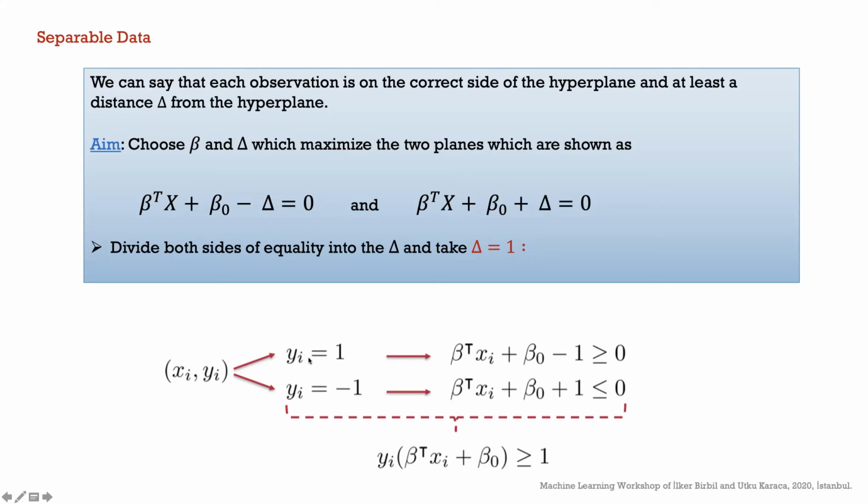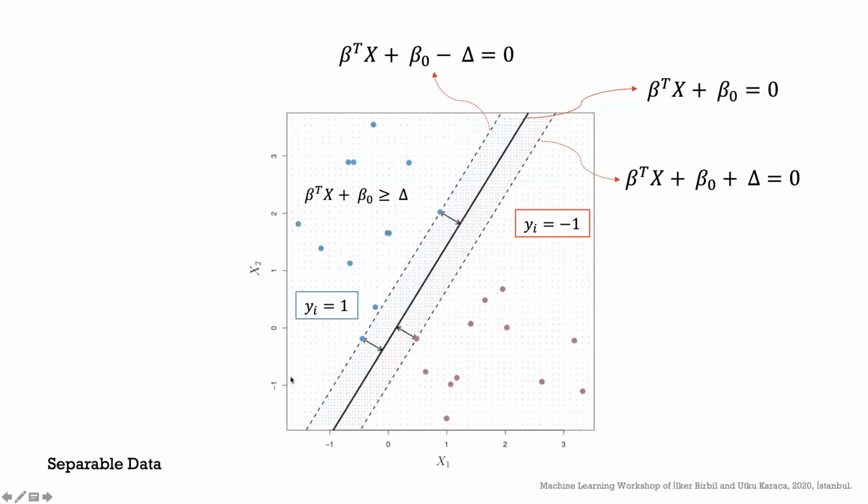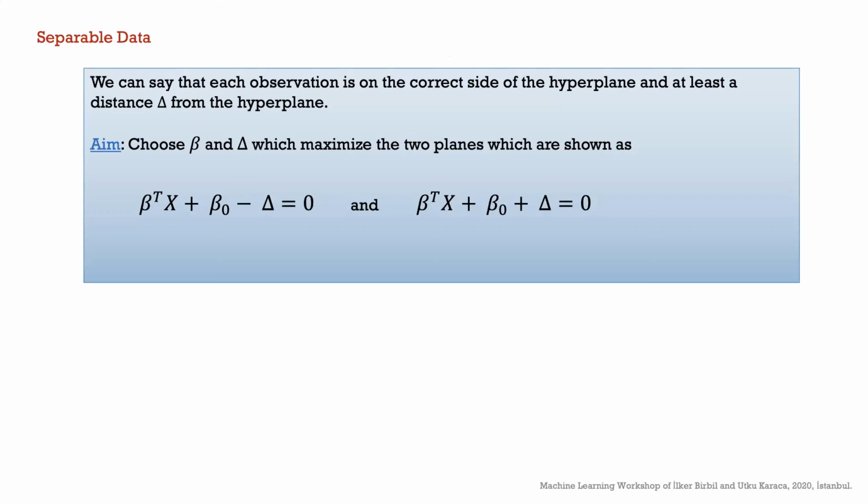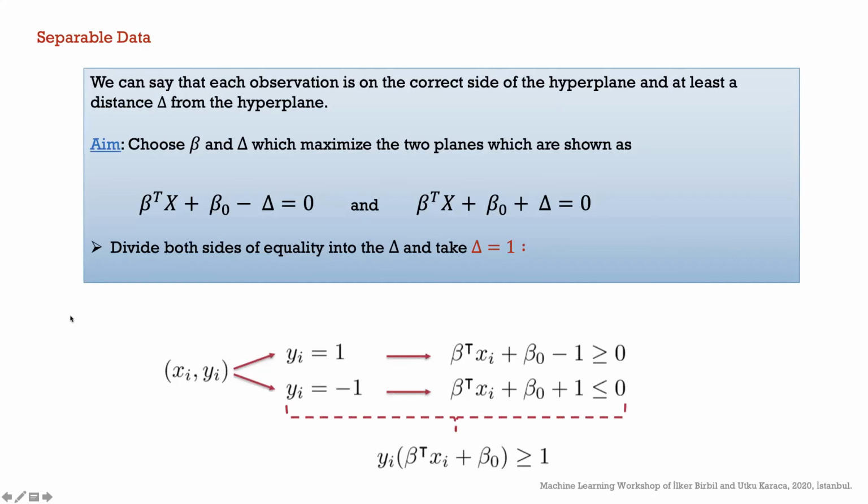Please remember this. Let's say if my equation is greater than delta, I'm in the space of yi equals 1, okay? By remembering this part, we can write it like here. I have my x's, my observations, and my labels. When my label equals 1, here is how I can define my equation. And if yi equals -1, then here is how I can define it.